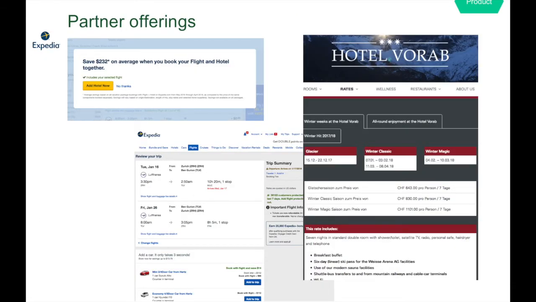Partner offerings. I already started that discussion with the Hallmark. So the biggest examples, I think, are traveling sites. Expedia, for instance: if you start at Expedia, you can actually save money, or they suggest that you book the flight and the hotel together. So it's a package that they offer together with the hotel partners. And if you continue your booking on Expedia, that's the lower part.